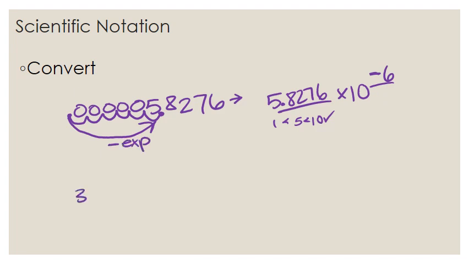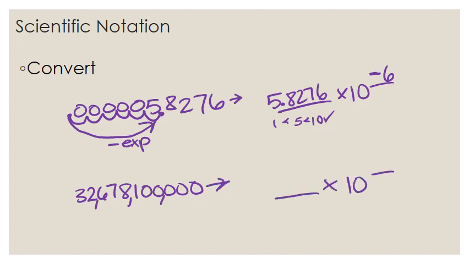Let's look at a very large number again. Again, no matter how many digits I might have, let's say I have this very large number here, 32,678,100,000. I don't want to write that each time, so I'm going to convert it. This is going to be times 10. I know I'm going to have a number and a number. I know the decimal is going to end up here, so I'm going to go 1, 2, 3, 4, 5, 6, 7, 8, 9, 10. I moved 10 spots. So it's going to be a 10.